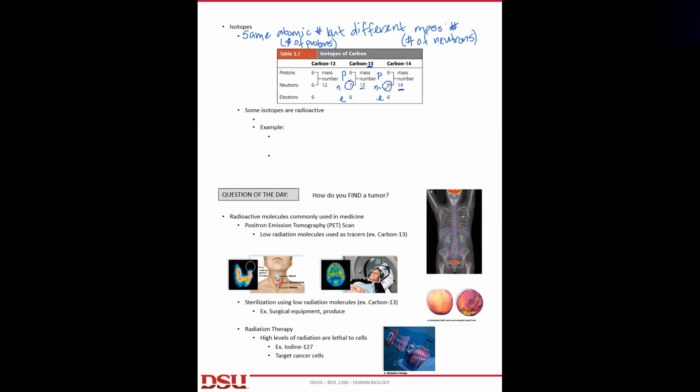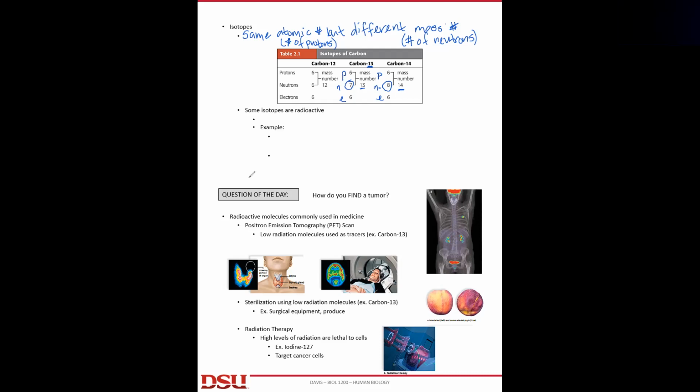Isotopes have a variety of uses, everything from trying to get an age range for organic material to fighting cancer. Okay, some isotopes are radioactive. They give off high levels of energy as the isotope decays because isotopes are not stable.